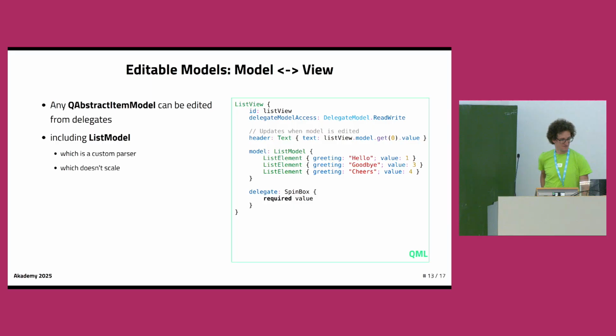But that's not all. We've been shortly touching on this before. If you have an abstract item model, like, for example, a list model, and you edit it via a delegate, then that works nice and well. For example, this text in the header here gets updated when you change the model via the spin box there. If you twiddle the spin box of the first hello thingy, then the header gets updated, right?